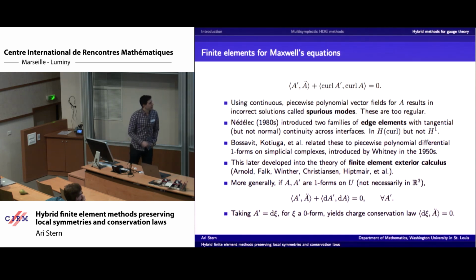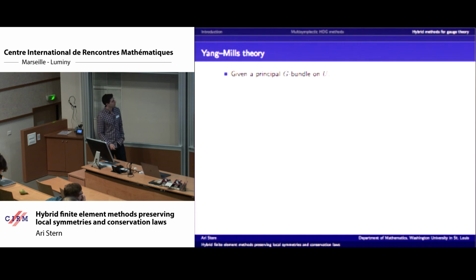Right, and again, for this slightly more general problem, if I take A prime equal to dc, I just have that d of d is equal to 0. The exterior derivative twice vanishes, so I get this kind of charge conservation law.